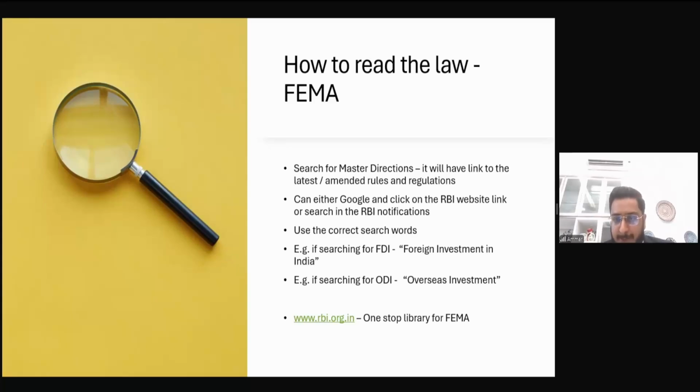What I have experienced is, if you search for the master directions, it will give you the link to the latest rules and regulations. So always when you go to the RBI portal, search for the latest master directions. It will itself give you the link to the rules and regulations.